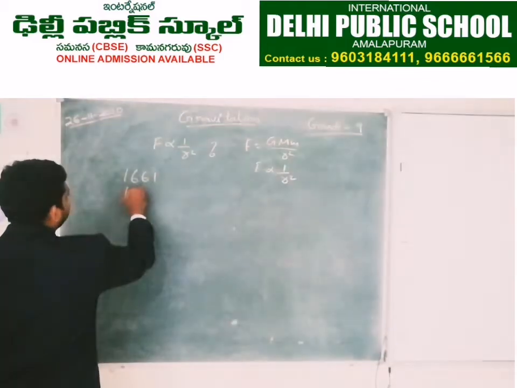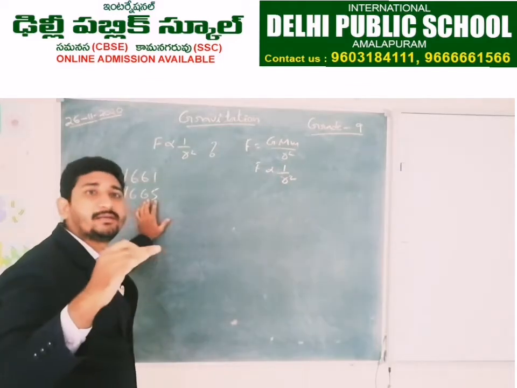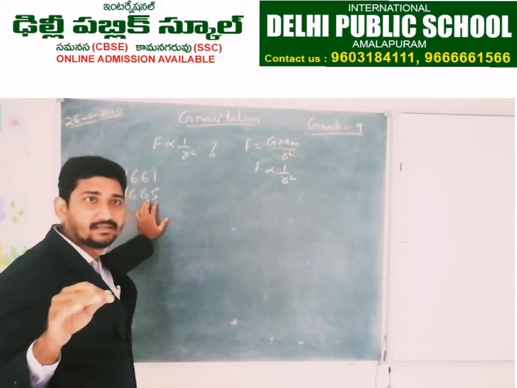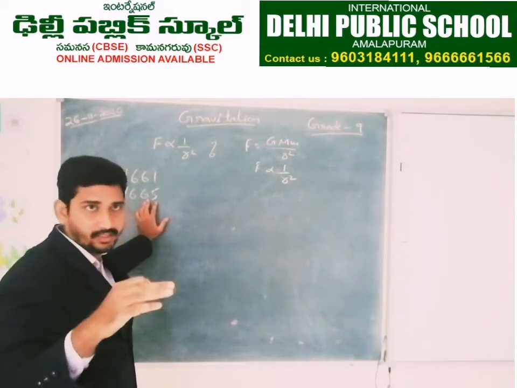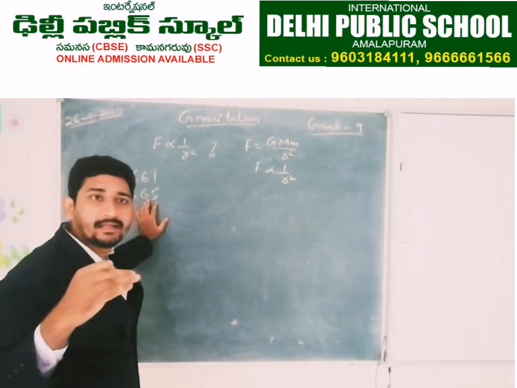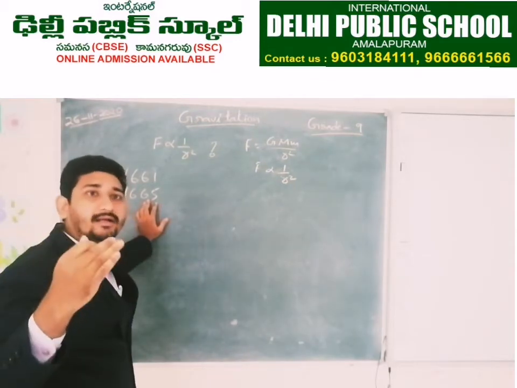In 1665, a disease called plague attacked that city. So Newton took one year leave and went to his home and sat under an apple tree. That's how the gravitation history begins.